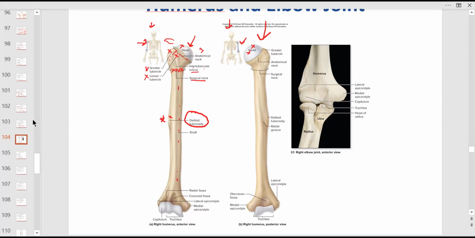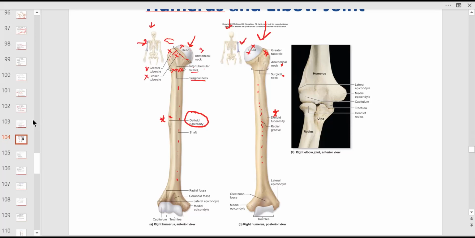Now you can still see the greater tubercle, but you can't see the lesser tubercle because that's anterior. The anatomical and surgical neck are in the same place. You still get a good look at the deltoid tuberosity. And then you have the radial groove, which is posterior only. And this is where the radial nerve is going to traverse. Radial nerve, which is part of neuro, and I'm not going to ask you about that. So know all the parts of the proximal humerus.